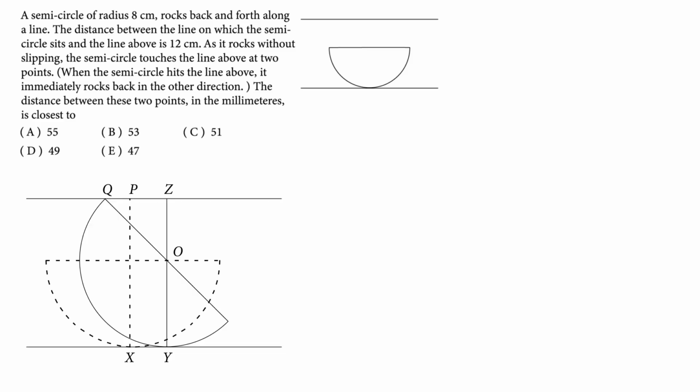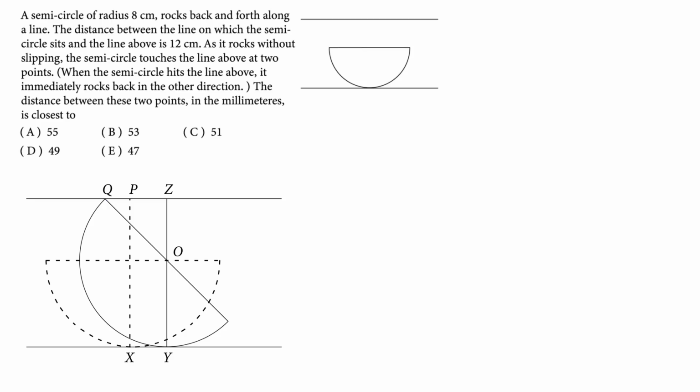So here is a diagram that illustrates what the question stem is talking about. And you'll notice that the dotted line here is the semicircle in its original position. And then what this diagram shows is that the semicircle is tilted so that it is now in this position. And when that happens, it hits the line above at point Q.